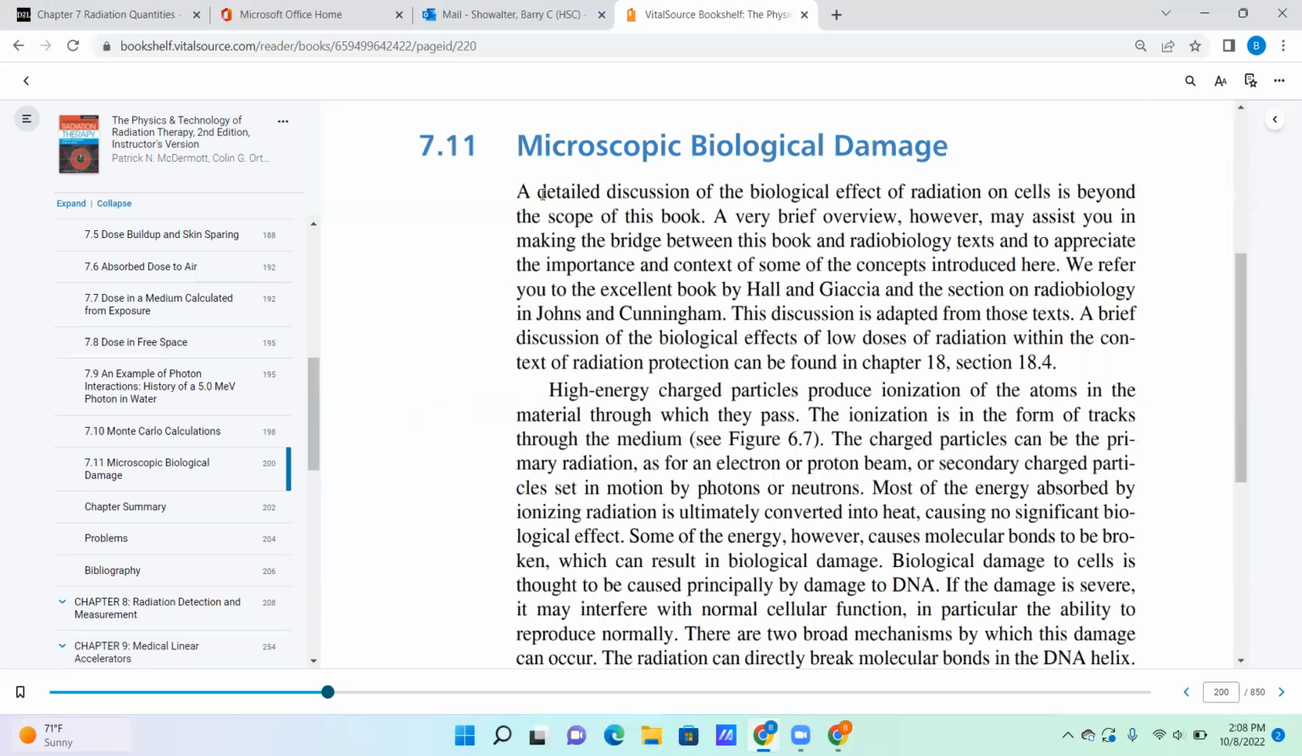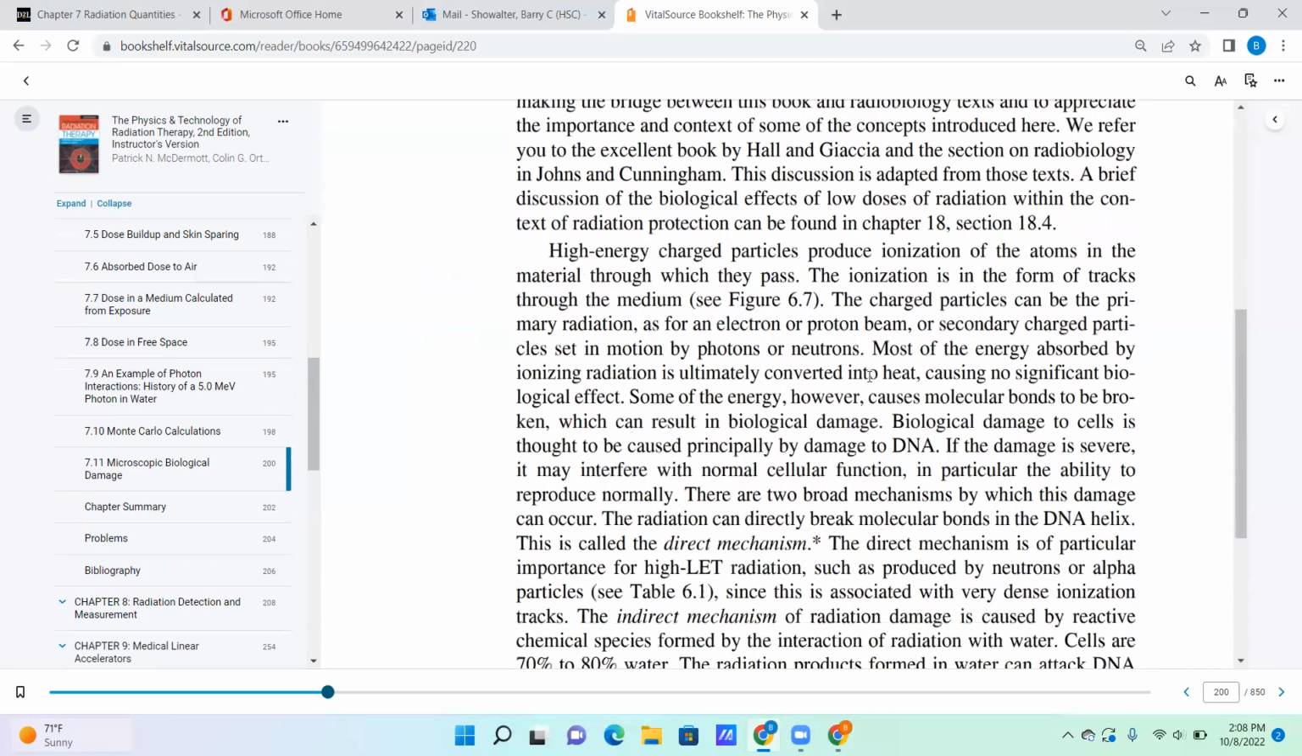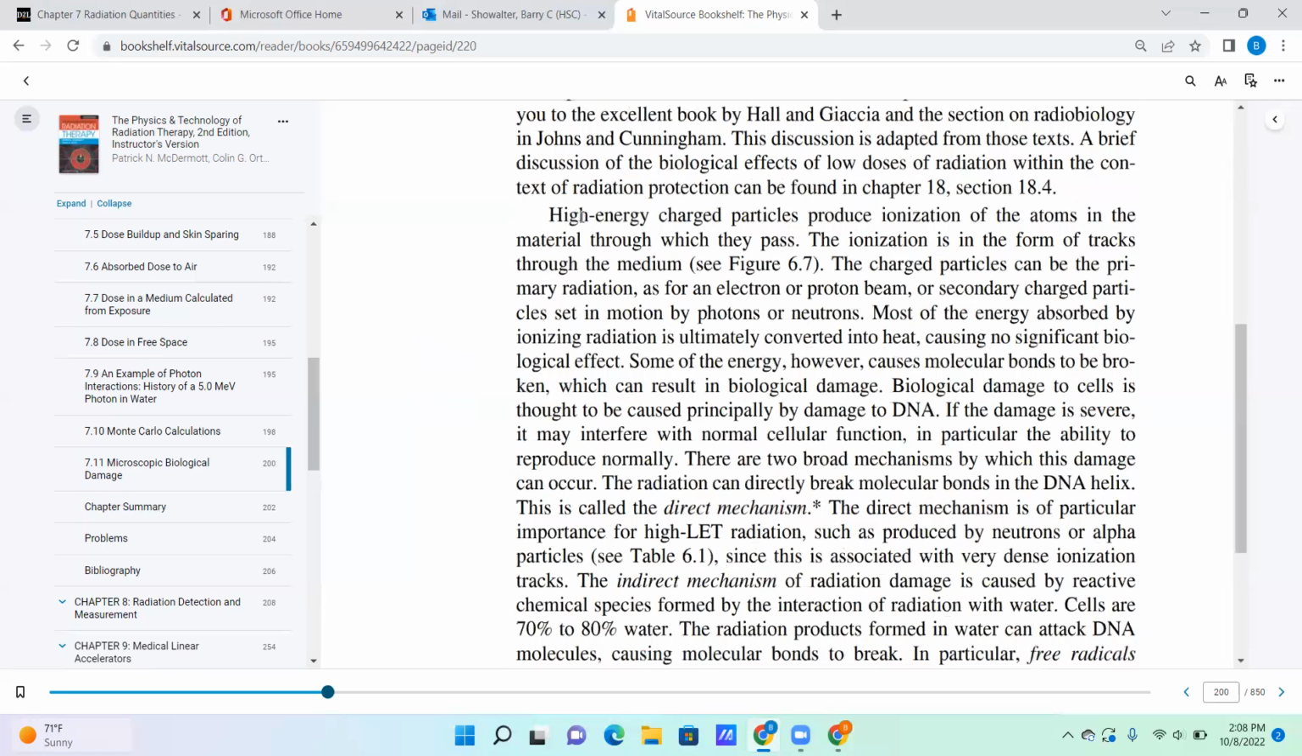So, microscopic biological damage. A detailed discussion of the biological effect of radiation on cells is a subject for another time, and there are some books here that they would refer to. High energy charged particles produce ionization of the atoms in the material through which they pass, in the form of tracks in the medium. The charged particles can be primary radiation, as for an electron or proton, or secondary charged particles set in motion by photons or neutrons.